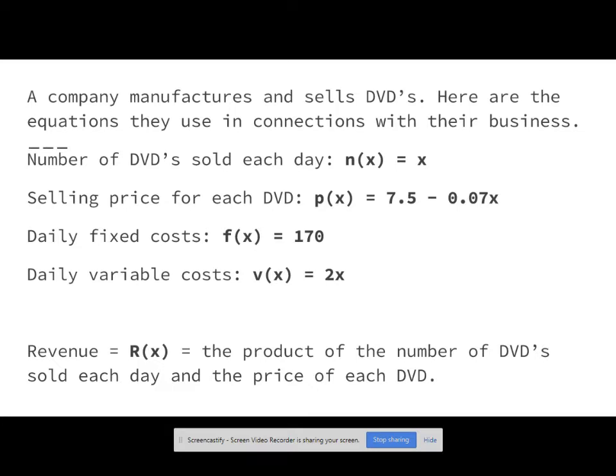So we've got our number of DVDs sold each day is this equation, n of x equals x. The selling price for each DVD is this function here, 7.5 minus, I'm assuming $7.50 minus 7 cents per x per DVD. The fixed cost, again, I'm assuming like electrical, building, your costs that even if you didn't sell anything, you'd still have to pay, and the variable costs. I'm assuming this has something to do with what it costs you in materials to produce something. So you've got these different equations to work with.